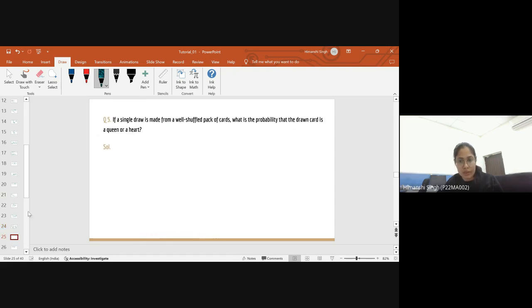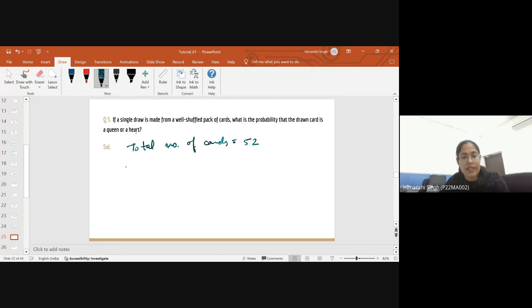Okay. So this is question 5. If a single draw is made from a well shuffled pack of cards, so first of all, the total number of cards will be 52, as we all know. So a single card is taken out from this well shuffled pack of cards. What is the probability that the drawn card is a queen or a heart?